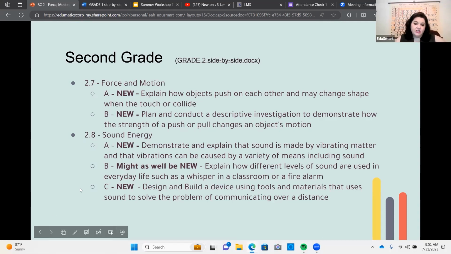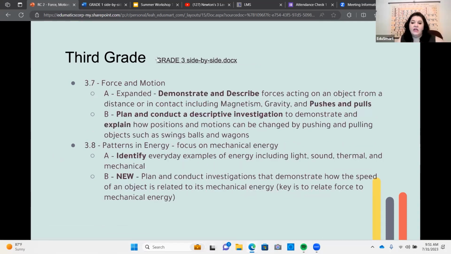When we move into third grade, it's again still focusing on pushes and pulls. In fact, they brought this pushes and pulls down from fifth grade. It's still not using the word force, but we're just building that foundation for force. So it has expanded, as far as for this standard, we want to demonstrate and describe. So the verbs are more measurable. Specifically, they wanted you as a teacher to be able to measure success or understanding.